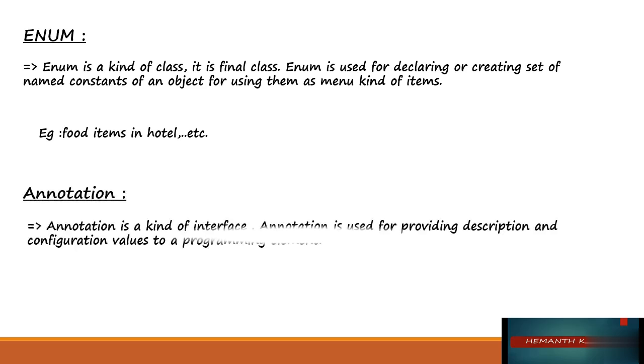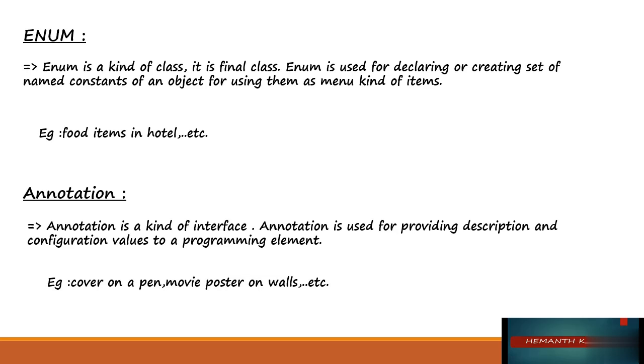Annotation. Annotation is a kind of interface. Annotation is used for providing description and configuration values to a programming element. Example: cover on a pen, movie poster on walls. We will see in further classes how to develop enum classes and annotation classes.